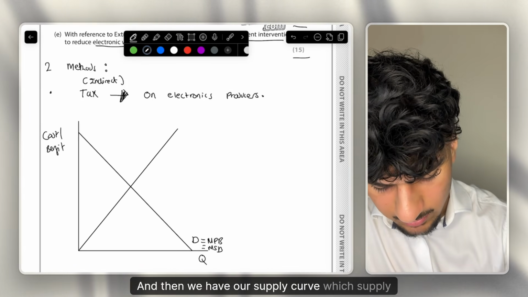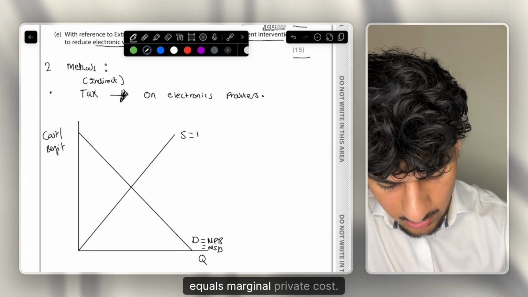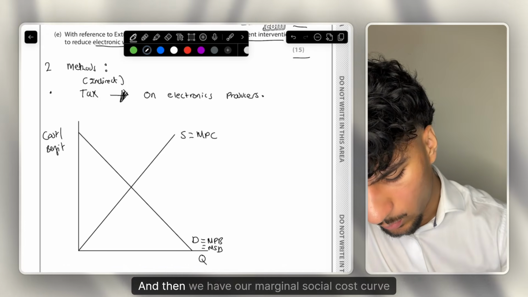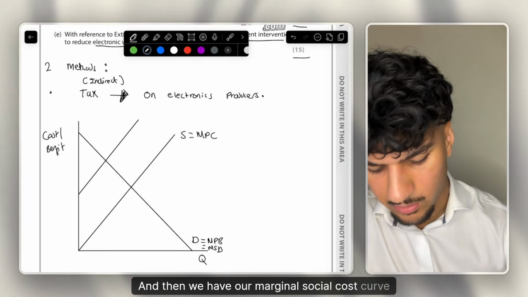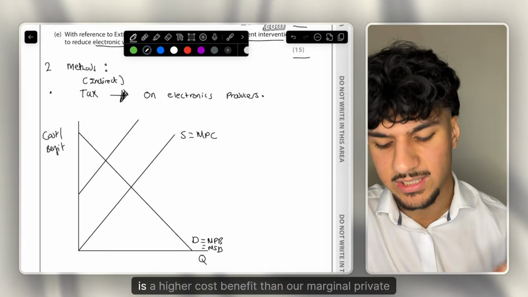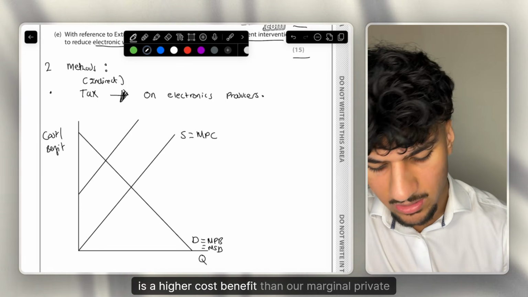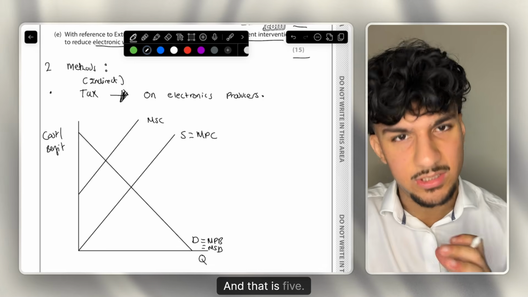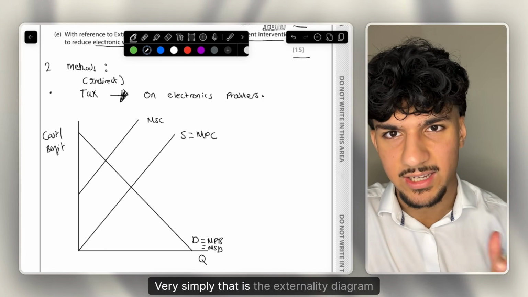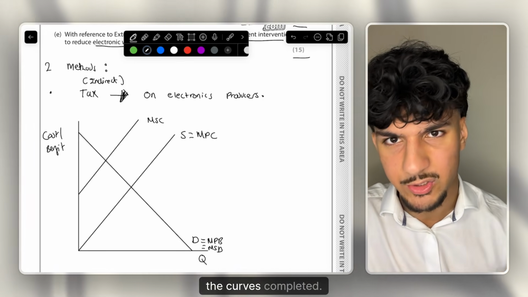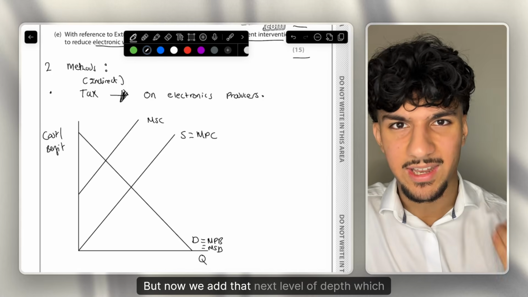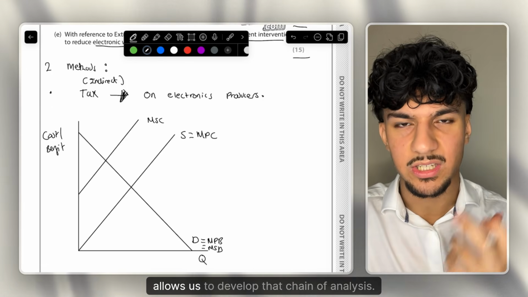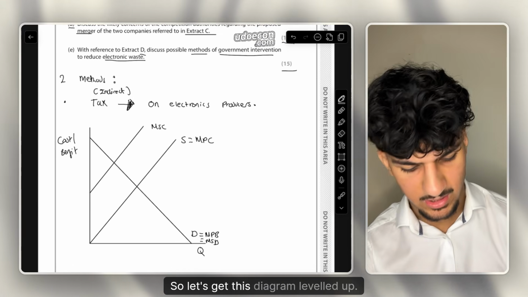And then we have our supply curve, which supply equals marginal private cost. And then we have our marginal social cost curve, which is above, is a higher cost/benefit than our marginal private cost. So this is marginal social cost. And that is, very simply, an externality diagram completed, the curves completed, but now we add that next level of depth, which allows us to develop that chain of analysis. So let's get this diagram labeled up.